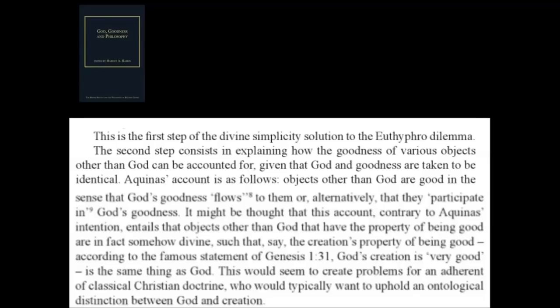Objects other than God are good in the sense that they are in fact somehow divine, such that, say, the creation's property of being good, according to the famous statement of Genesis 1:31, God's creation is very good, is the same thing as God. This would seem to create problems for an adherent of classical Christian doctrine who would typically want to uphold an ontological distinction between God and creation. So what Krall is talking about here is that there is a distinction between Christianity and pantheism.